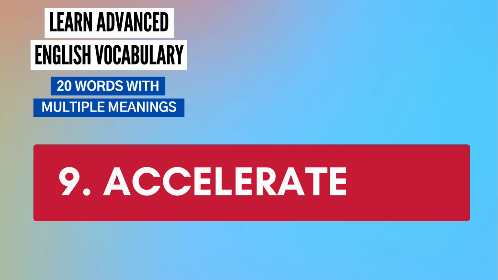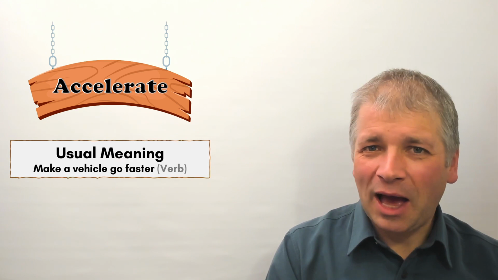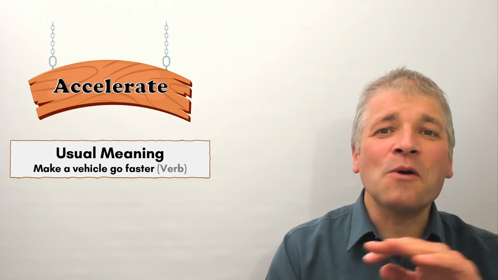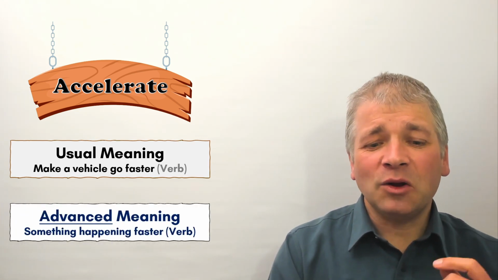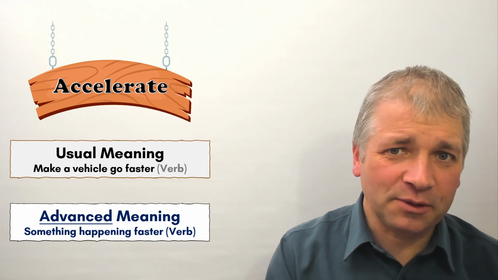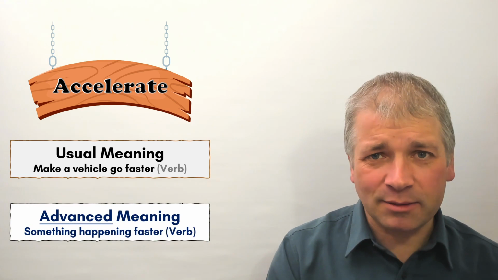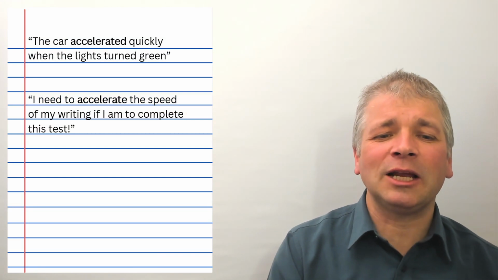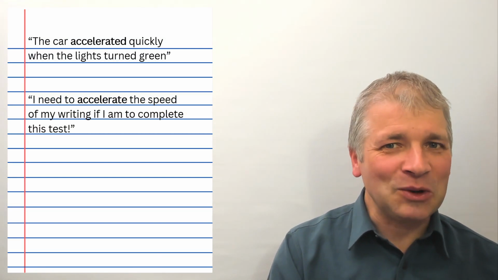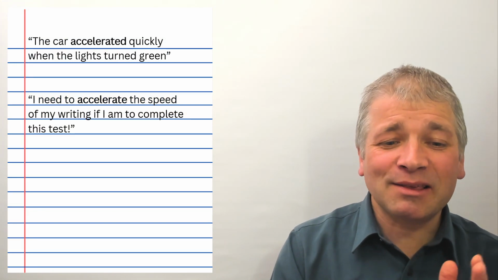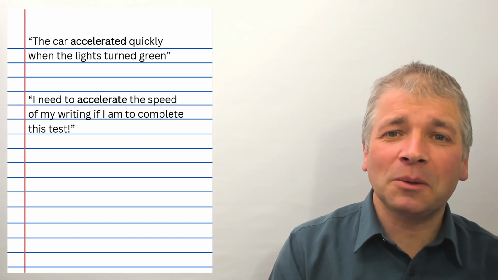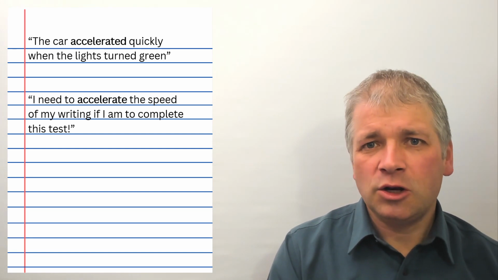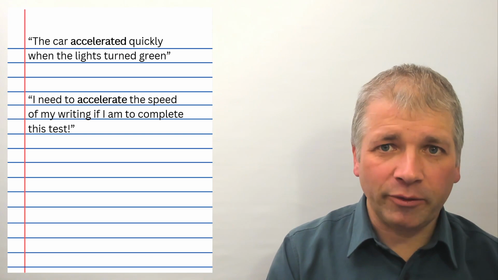Word 9 is accelerate. So if you have a car, you have a pedal which accelerates the car and makes it go faster. But accelerate can also mean just something happening faster, and we use it with a range of different ideas, not just for a car or a vehicle. Compare the two examples. The car accelerated quickly when the lights turned green. Do you do that in your car? Or, I need to accelerate the speed of my writing if I am to complete this test. So here it's the idea of going faster, not actually moving faster in a vehicle.